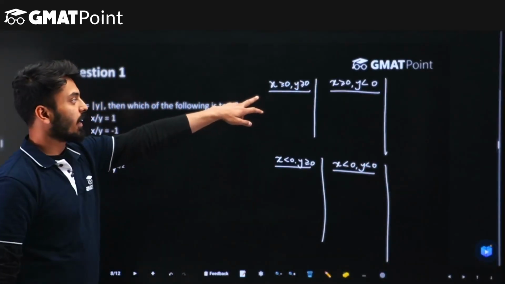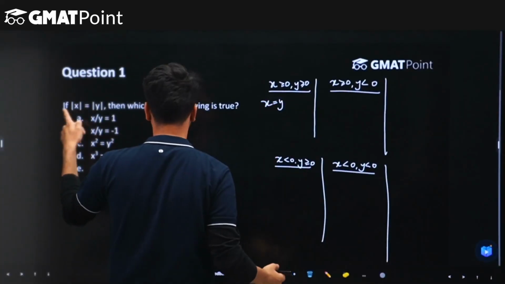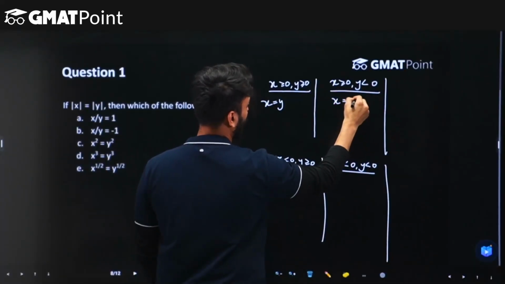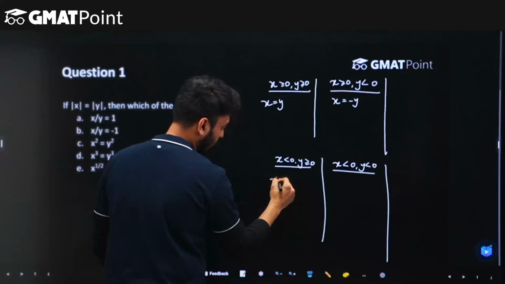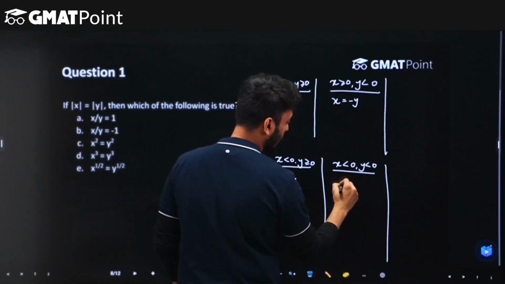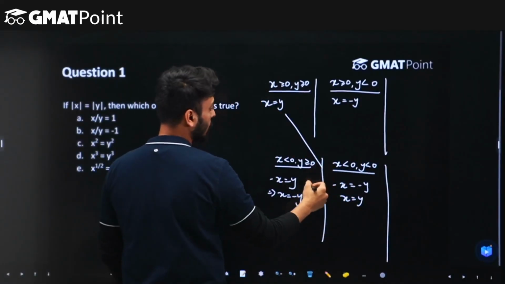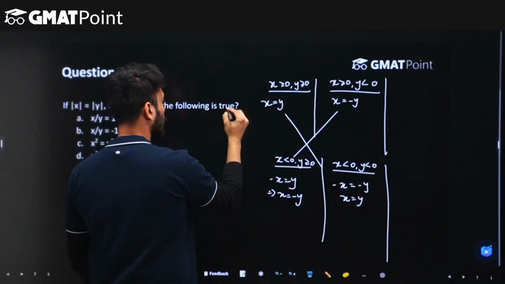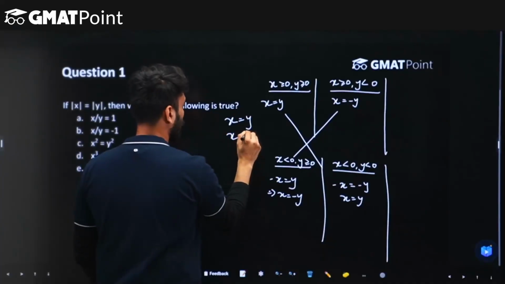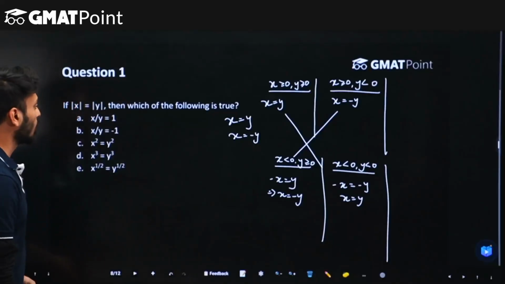So in the first case, we have x greater than equal to 0 and y greater than equal to 0. So we have x equal to y. That's fairly straightforward. In this case, we'll have x positive and y negative. So we have x equal to minus y. In this case, we'll have minus x equal to y, which is just x equal to minus y again. And in this case, we'll have minus x equal to minus y. So x equals y. So all in all, these two cases are the same and these two cases are also the same. So the two cases are x equal to y and x equal to minus y. Right, now let's look at the options.